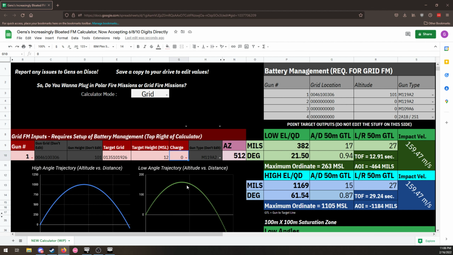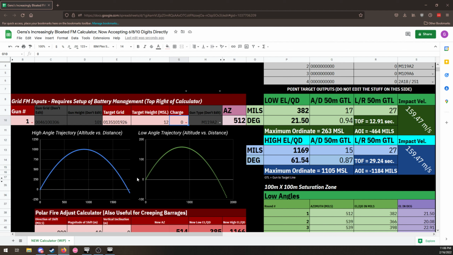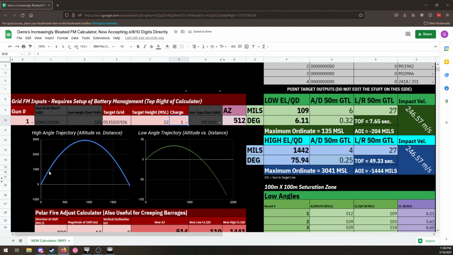We can see here on these graphs that we've got a plot of the high angle trajectory and a plot of the low angle trajectory. You can kind of see the difference here. This one goes a hell of a lot higher before hitting the target. This one goes comparatively quite flat before hitting the target. And as we crank up our charge values, we can see that the high angle shot gains even more altitude and the low angle shot becomes even flatter.